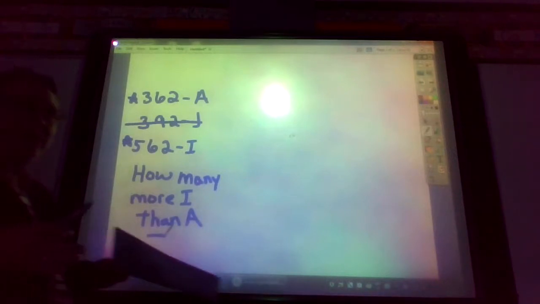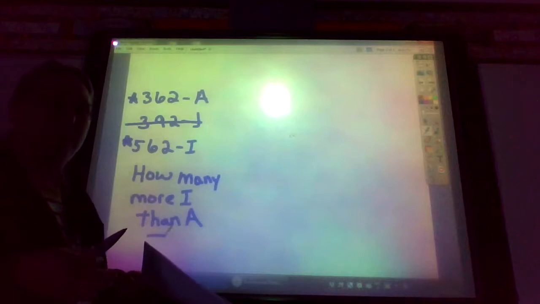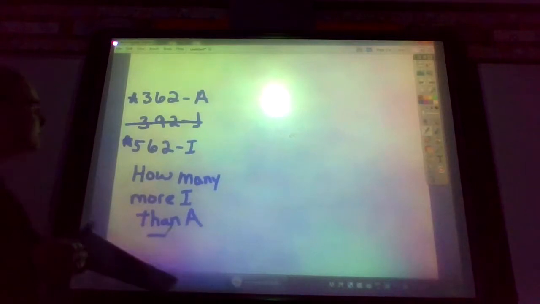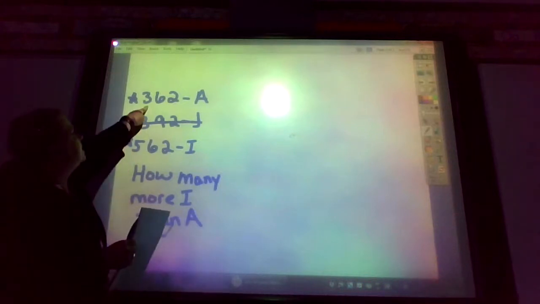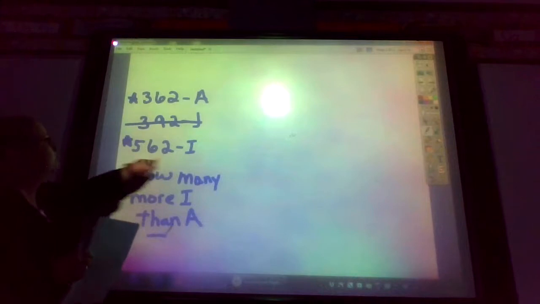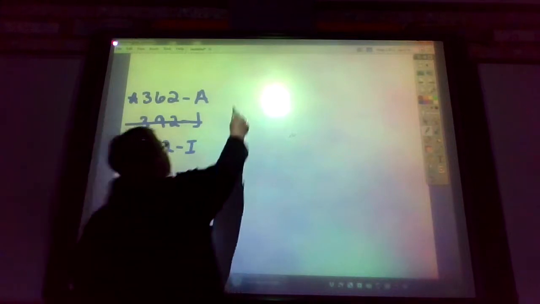First of all, though, I have to come up with my subtraction problem. When I subtract, I always have to have the biggest number first. Well, if I look at 5 and 3, my 5's bigger, so this number goes first.